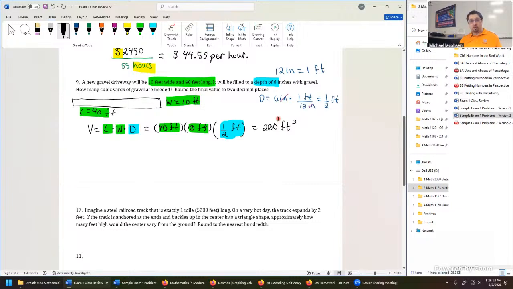So we have a unit. We need 200 feet cubed for the gravel. But the next thing we need to do is now convert this into cubic yards.